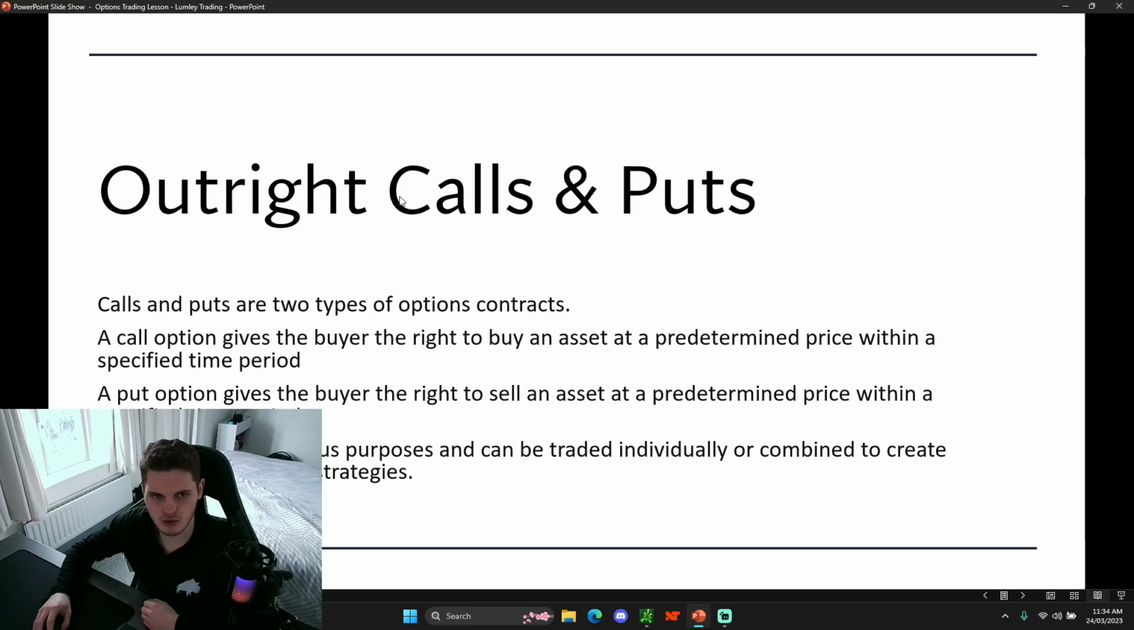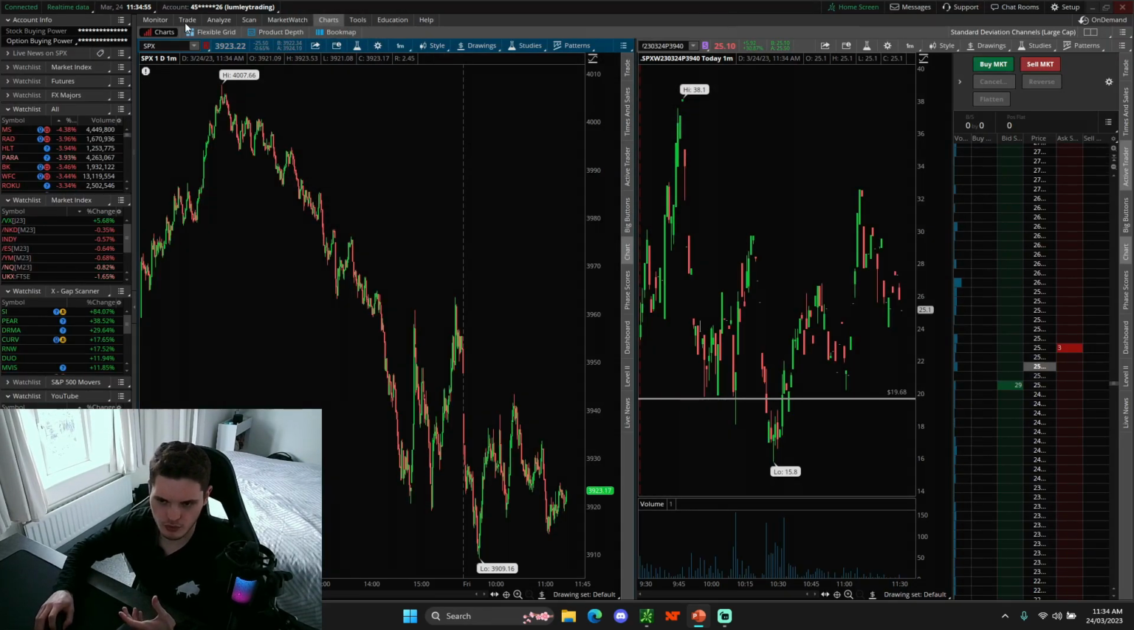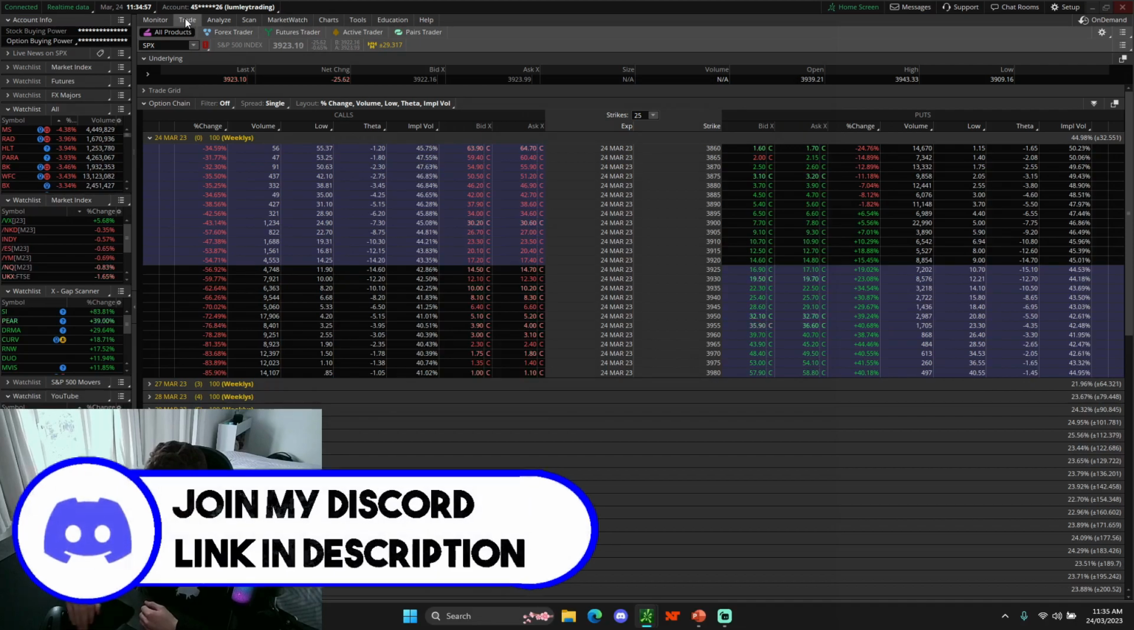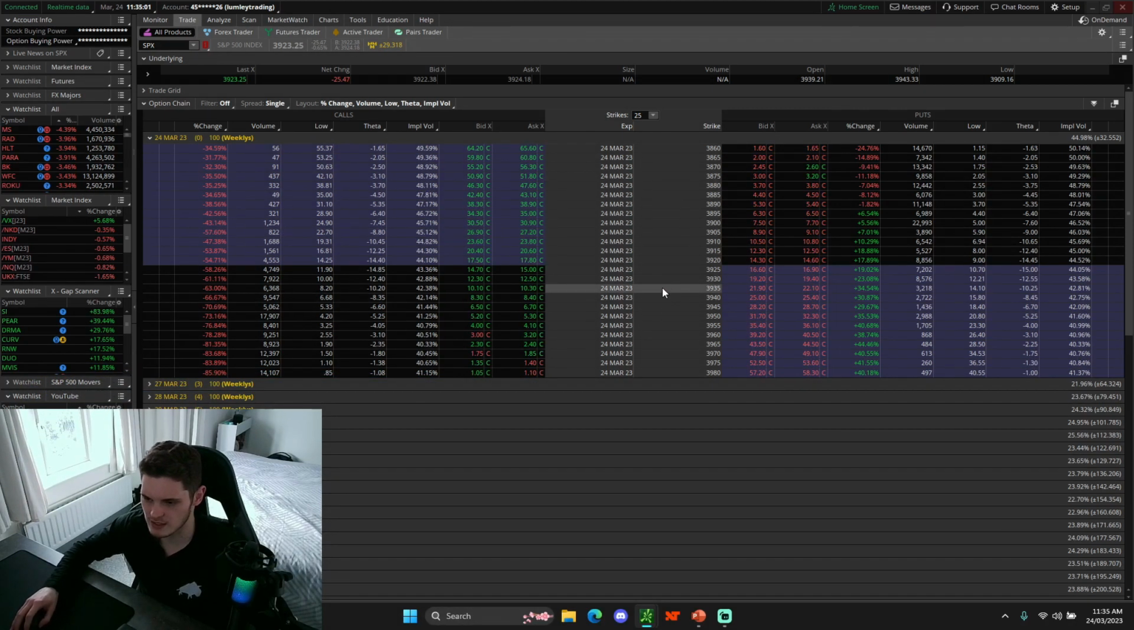Even if you don't know what options are, you've probably heard of calls and puts. And these are quite simple. And for this, I think it's always easier if we go back and forth between the PowerPoint and the actual option chain so you can start understanding what it is. And firstly, this is an option chain.